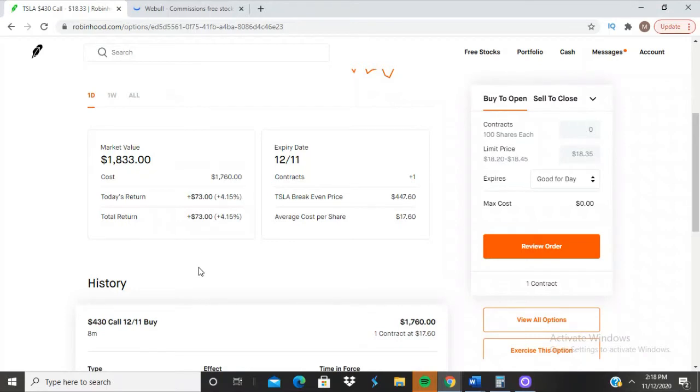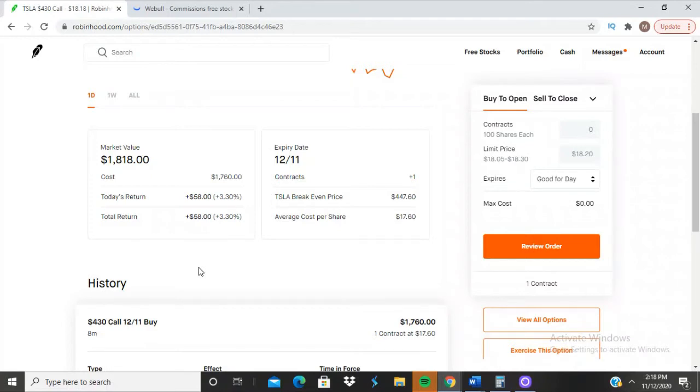$73 is 4.15% in 8 minutes. So I think once we get around that 5% mark, we should probably be taking profit, man. Or should we let this one ride? I could let this one ride till tomorrow, even though it'll be red Friday, but the market will run up the first like 30 minutes or so. I could take this tomorrow if I let it ride out a whole day.